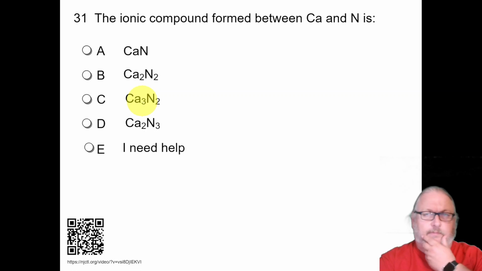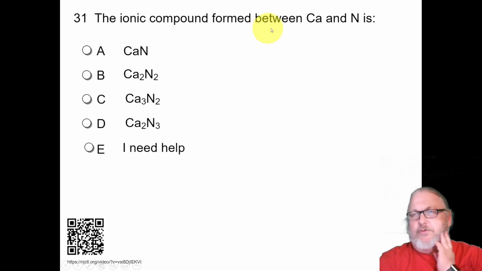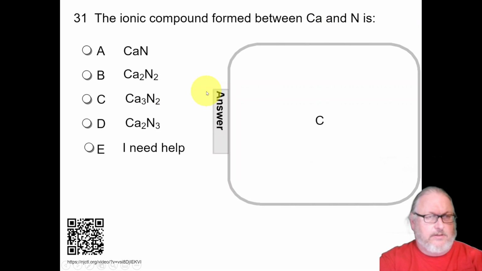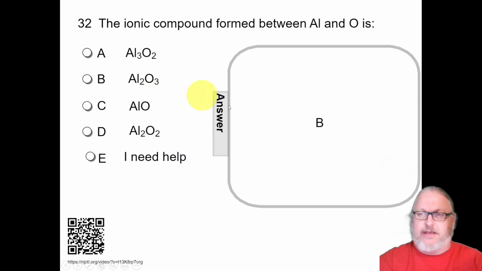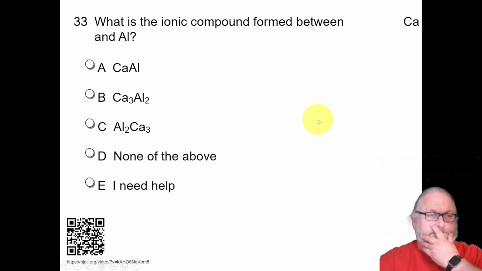What's the ionic compound formed between calcium 2+ and nitrogen 3-? Crisscross 2 and 3. That would be calcium 3, nitrogen 2, Ca3N2. That would be a C. All right, we're going down. What's the ionic compound formed between aluminum and oxygen? Aluminum is 3+, oxygen is 2-. Crisscross, and that's how the numbers end up: Al2O3.